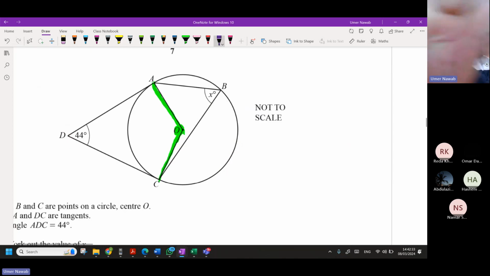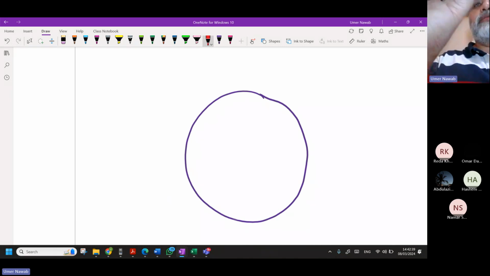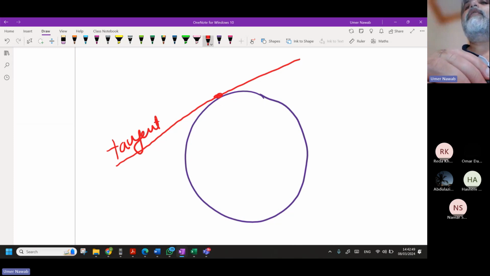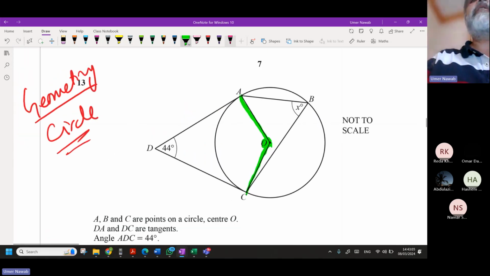Now I'm going to tell you a very, very important property. Number one, this is the circle. And if Mr. Omar draws a line that touches the circle at only one point, I know you will say, Mr. Omar, you have drawn a tangent line, because a tangent is a line which touches a curve or a circle at one point. So this is the radius, guys. Obviously the property comes to your mind: the radius is always perpendicular to the tangent. So this is property number one. Can I just label it? This is 90 degrees, and this is also 90 degrees.